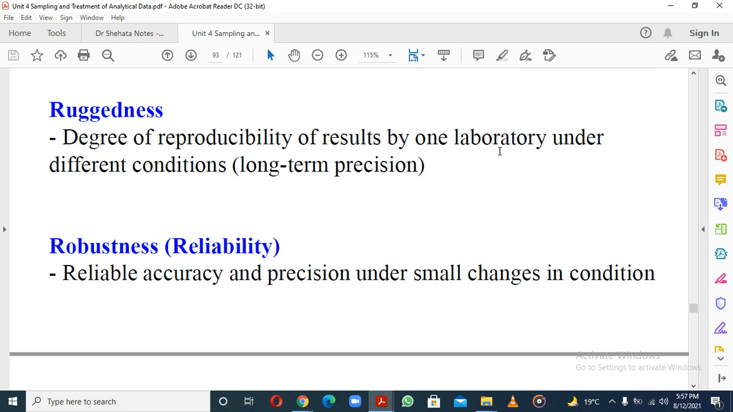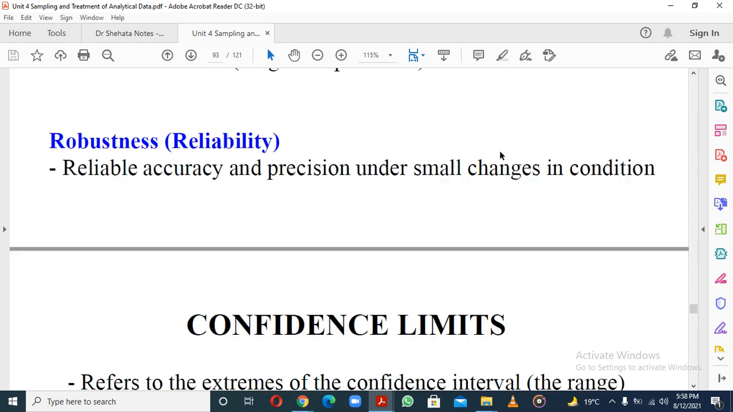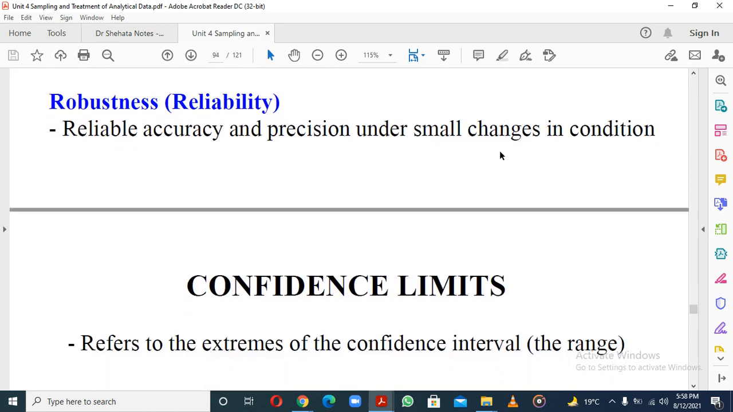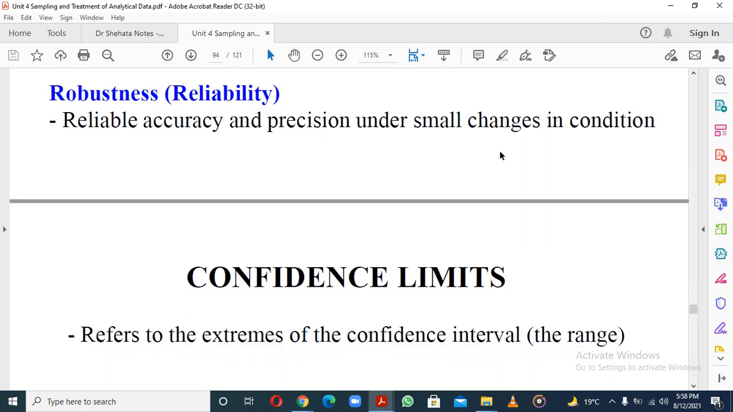And because you're using different conditions, it's not an experiment that you just do one after the other. It's going to take time for the conditions to change, right? And then for you to be able to repeat the experiment again. So that's why it's called long term precision, right? Long term precision. So that's about that. Then you've got robustness or reliability.